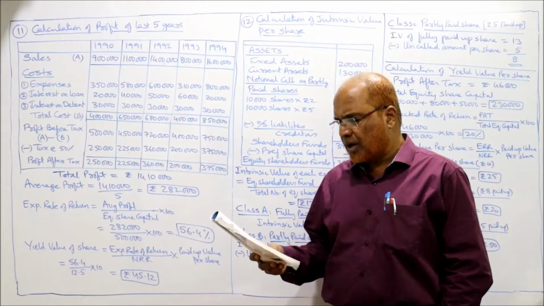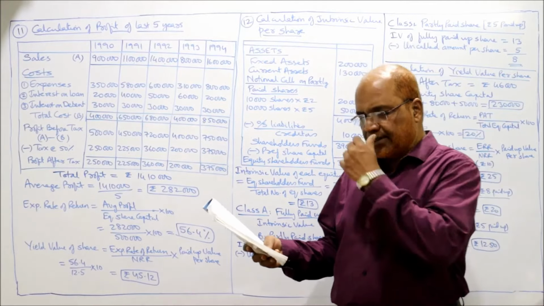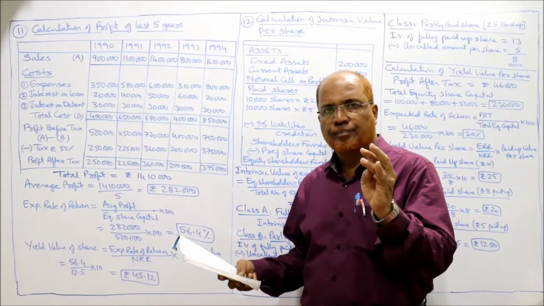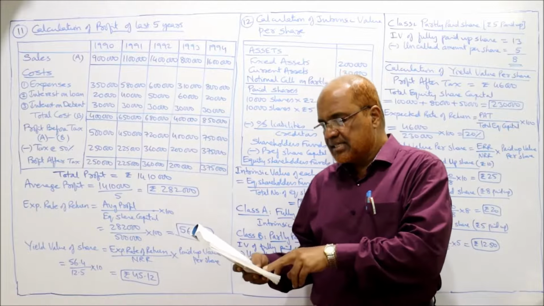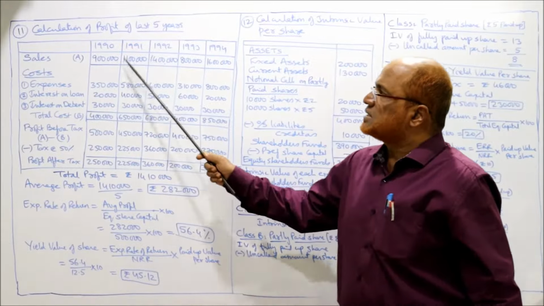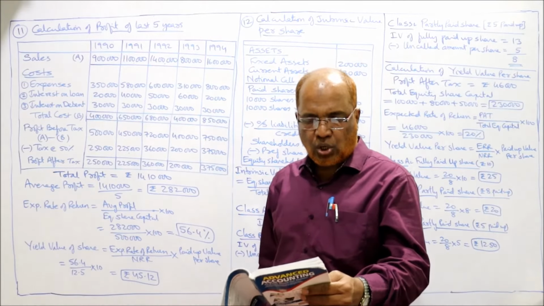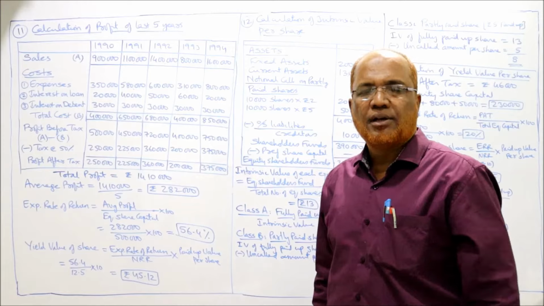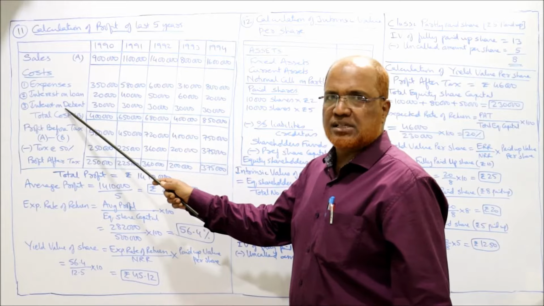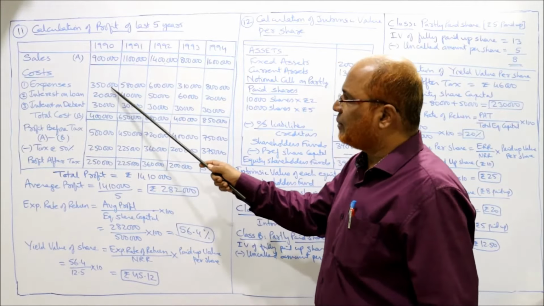Next, debentures are issued at par on 1st January 1990 and redeemable at par. For the years ending 31st December, particulars are given. Five years of data is given: 1990, 91, 92, 93, 94. Sales are given. Then costs are given: expenses, interest on loan, and interest on debentures. So three types of costs are given. Whatever amount was given in the problem, I have copied the same for 5 years.